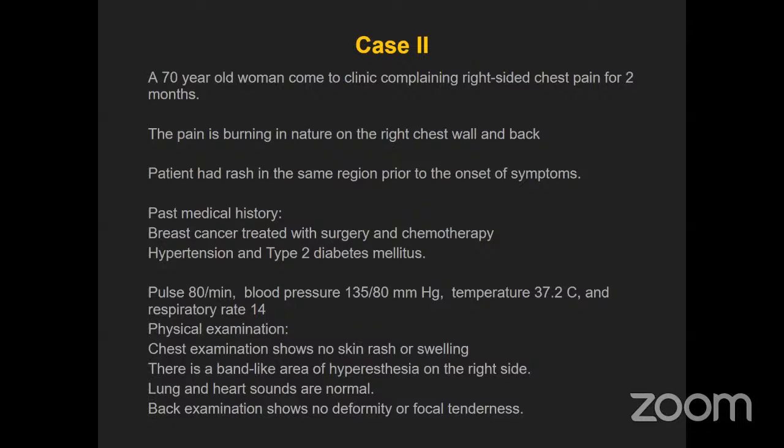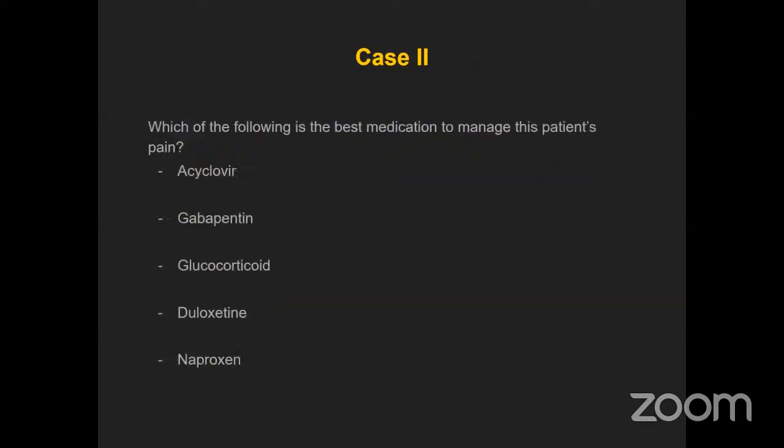Her pulse is 80 per minute. Blood pressure is 135/80. Temperature is 37.2 centigrade, and her respiratory rate is 14. Physical examination, chest exam shows no rash or swelling. There is a band-like area of hyperesthesia on the right side. Lung and heart sounds are normal. Back examination shows no deformity or focal tenderness. So which of the following is the best medication to manage this patient's pain?